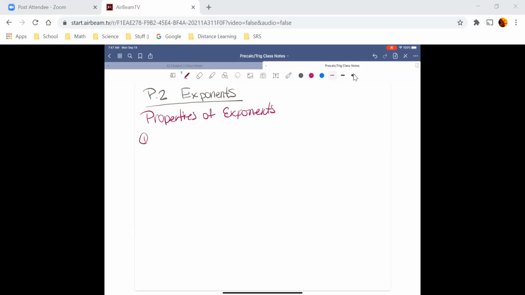So the first one we're going to go over is called the negative exponent rule. So this would be if our exponent was negative. The little formula would be: if you had some base b raised to the negative exponent, you can technically rewrite this. That negative makes it the reciprocal, so it flips. So this would become 1 over b to the n.